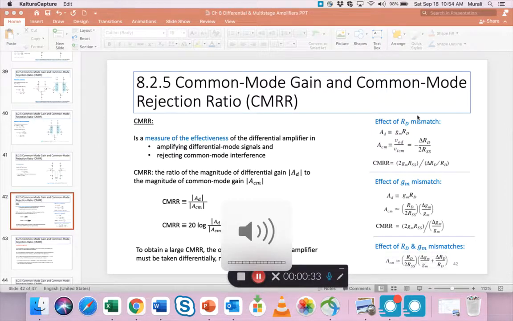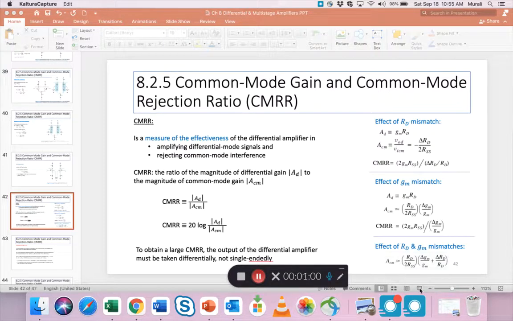But a mismatch in the RD or a mismatch in the GM can cause some value for ACM to show up. And then once you know the value of ACM, or gain common mode, you can plug it into the CMRR formula and get this. Okay. All right. So that's where we left it last time.